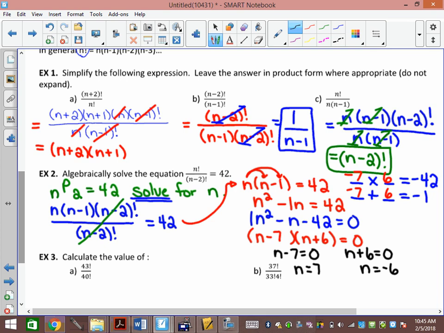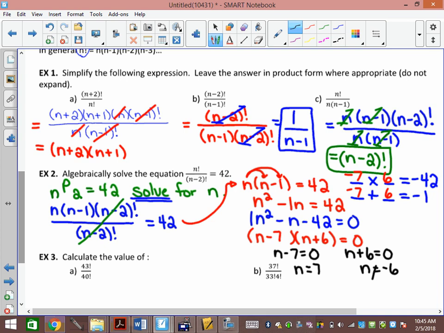The catch is this n needs to be bigger than this, because I have 7 books, let's say, and I pick 2. Could I have 1 book and pick 2? Does that make any sense? No. Could I have negative 6 books and pick 2? No. Could I have 7 and pick 2? Yes. So which one of these is reasonable? 7.